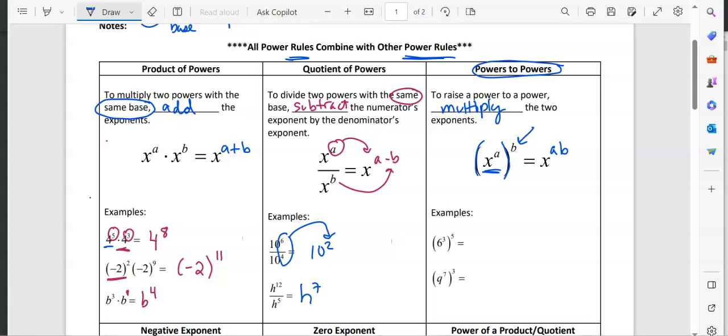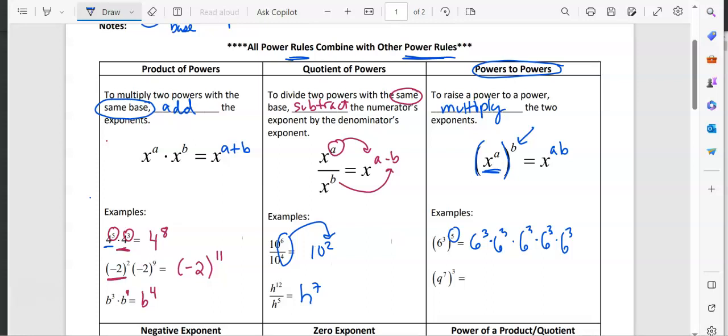Let's look at this again, break this up. 6 to the 3rd to the 5th. Again, this is 6 to the 3rd, and I'm going to take 5 copies of 6 to the 3rd and multiply them by themselves. But then what I actually have is a product of powers. I have a bunch of 6 to the 3rds being multiplied. They all have the same base.